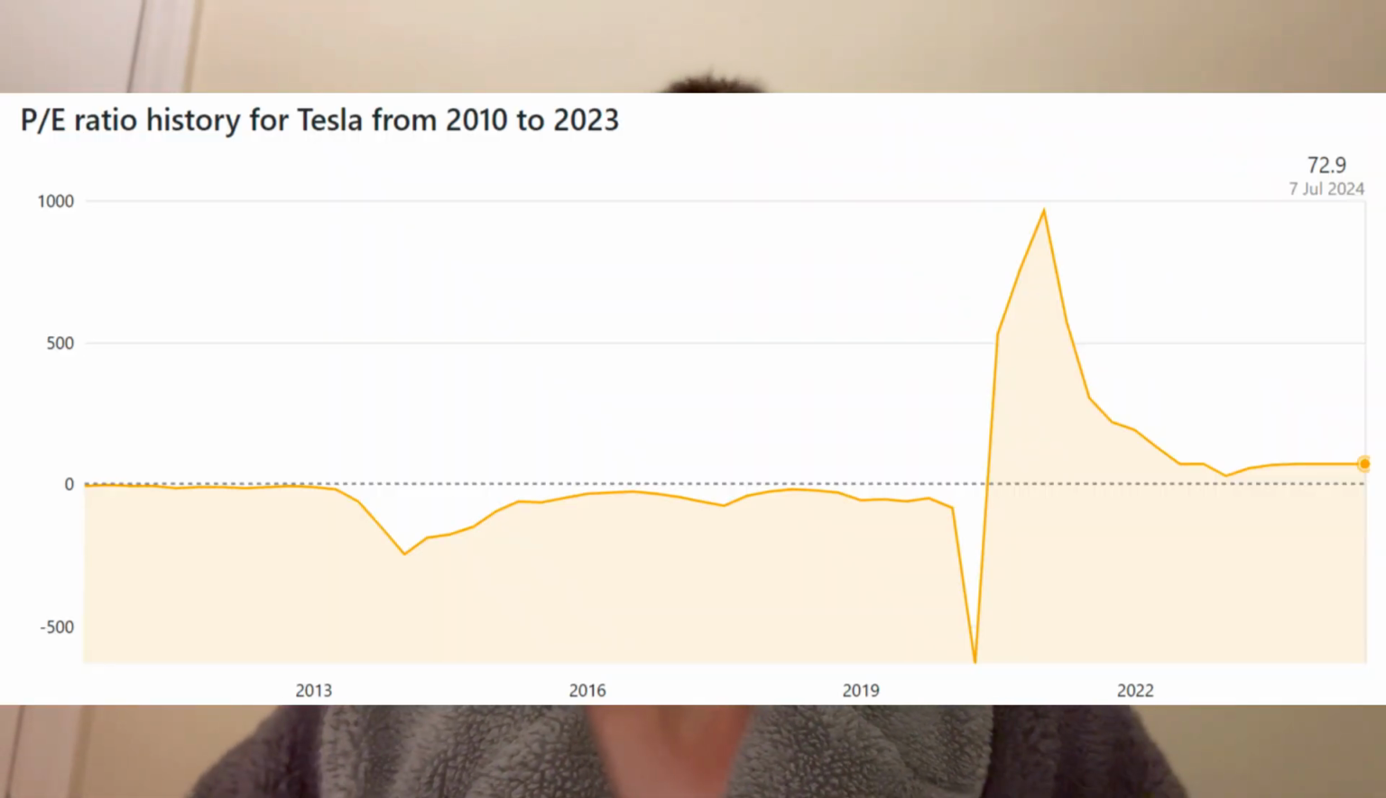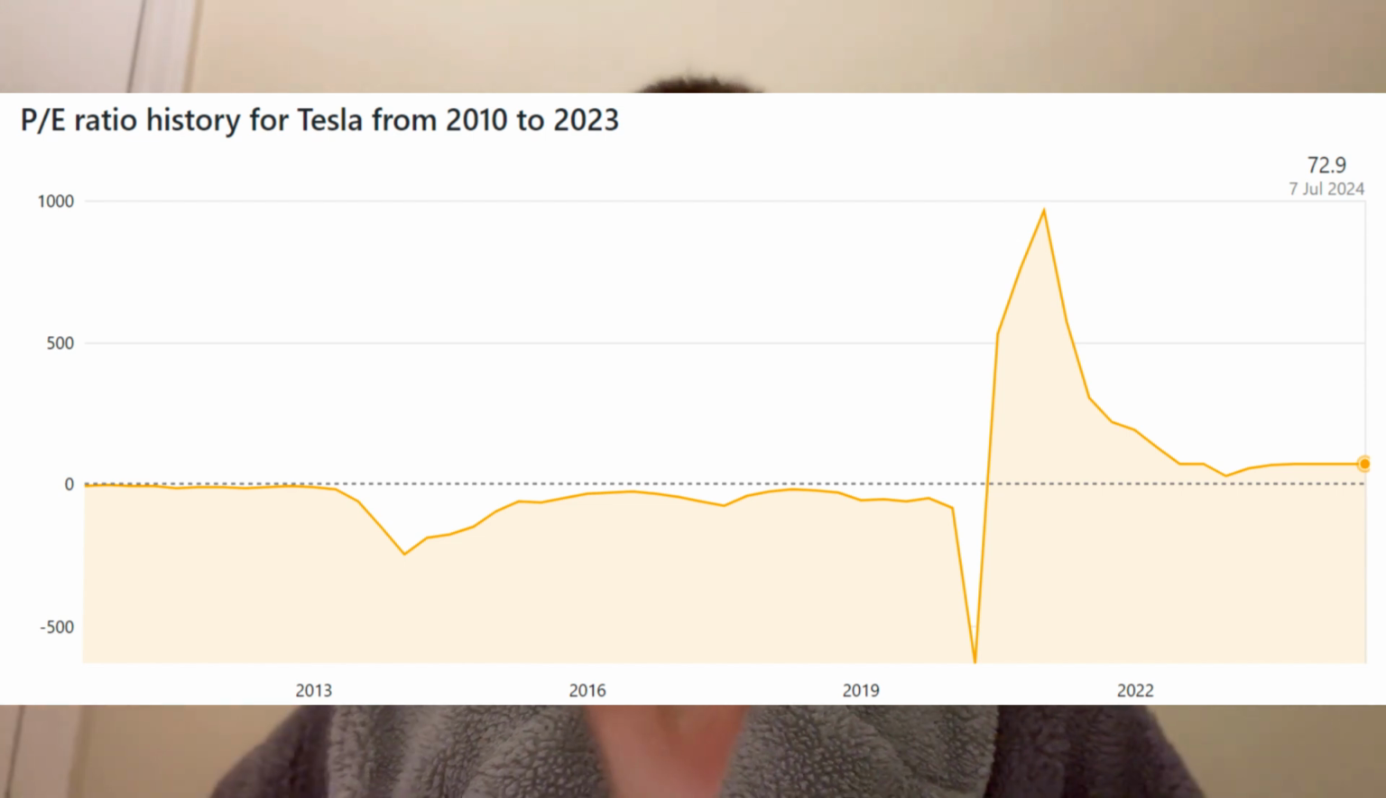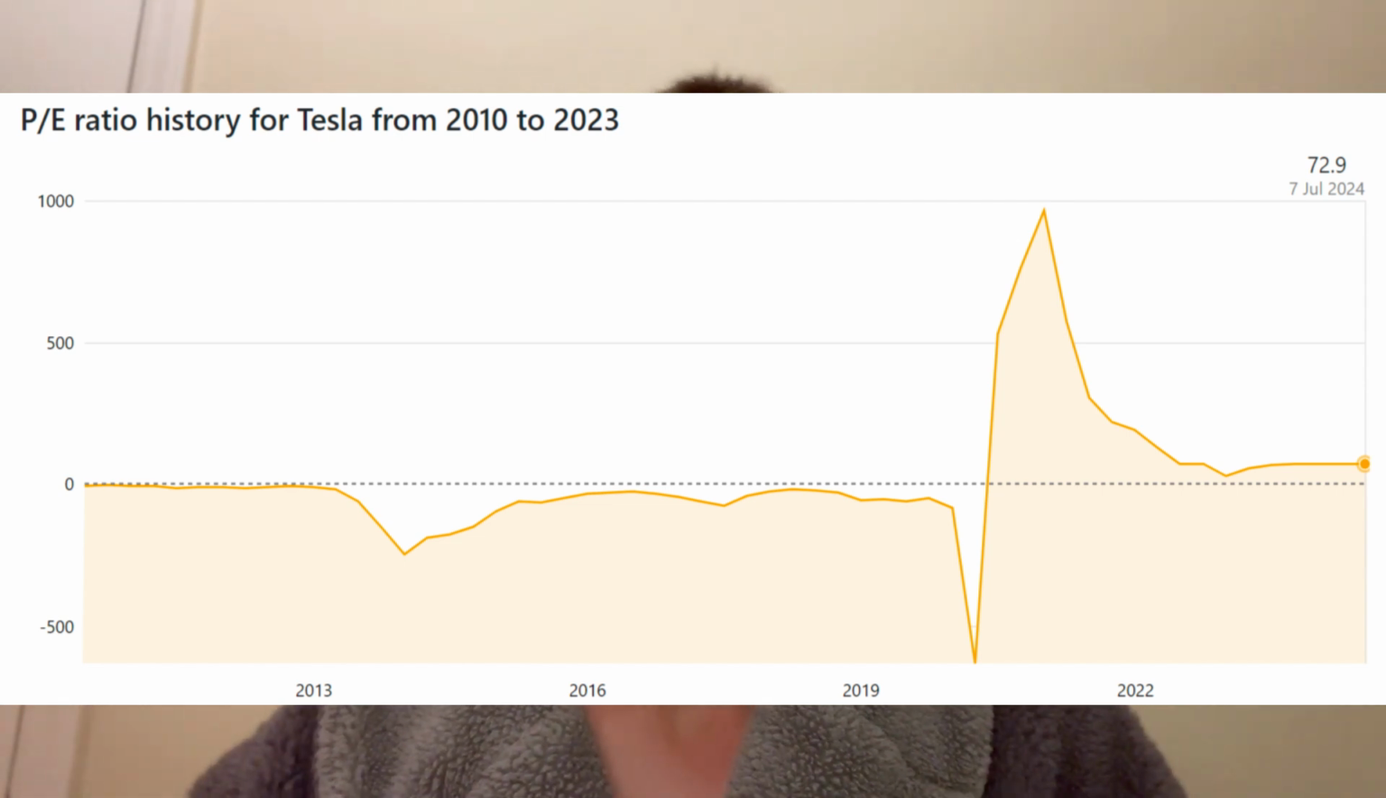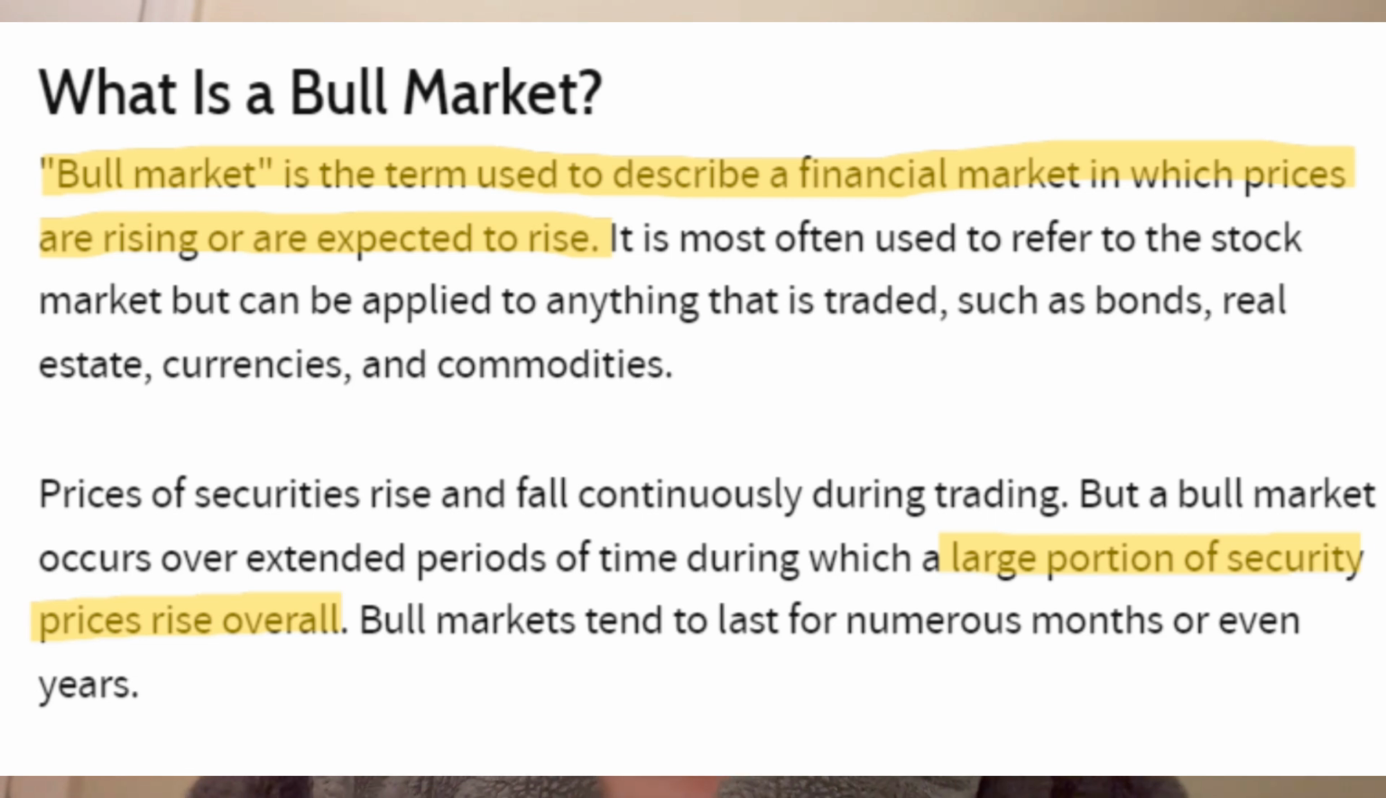So when using a PE ratio, it's better to compare within sectors. A lower than average PE ratio can mean a stock is undervalued since investors are expecting below average growth. Tesla often has a high PE ratio because investors expect high growth, but oftentimes this can mean that you're paying a premium for it.